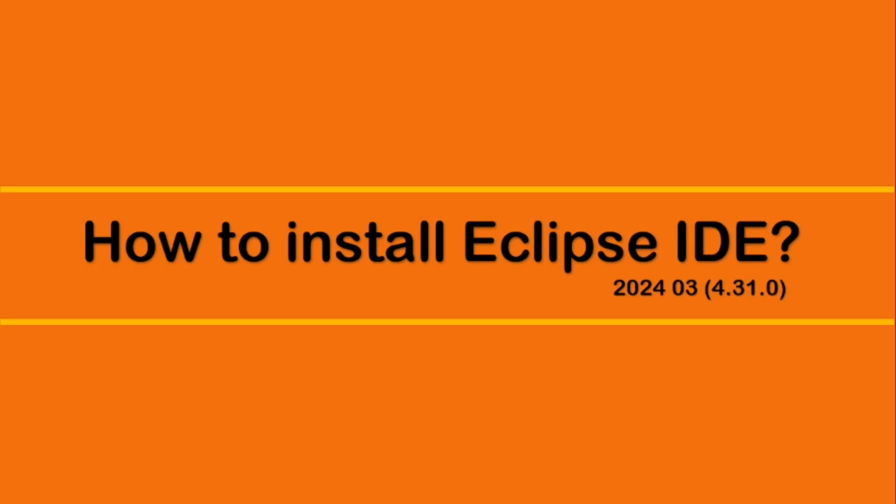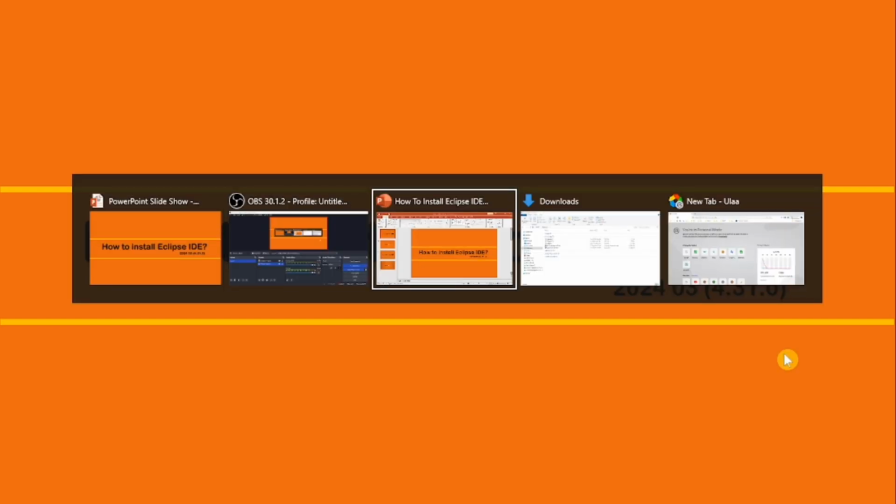I am Ramesh. In this video, I will show you how to install latest Eclipse IDE in Windows operating system. We have one prerequisite for Eclipse IDE installation, that is Java JDK. You should have installed Java JDK in your system. I have already installed Java JDK 17 in my system.